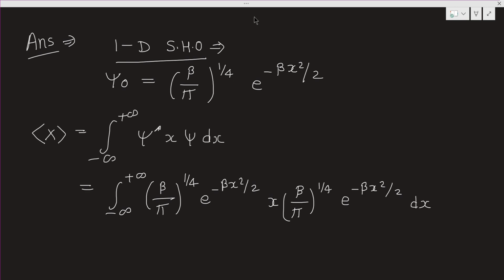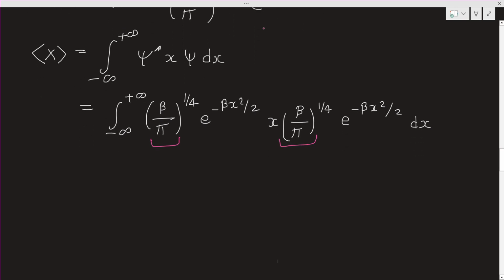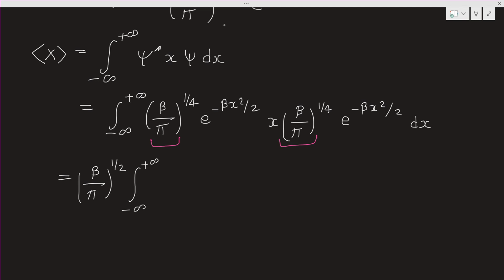Now these terms you can see here, this term and this term. This is a constant, you can multiply them and put it outside the integration. So you will write beta by pi, and by multiplication you are getting the power 1 by 2, integral from plus infinity to minus infinity. And you are writing here x, and when you multiply these terms you get e to the power minus 2 beta x square by 2. The 2s will cancel out, so you are getting e to the power minus beta x square. So you will write down dx.